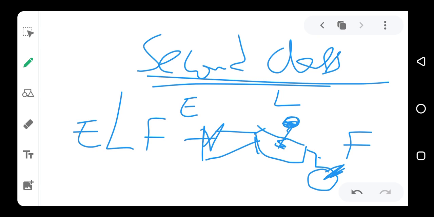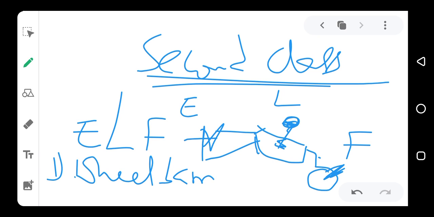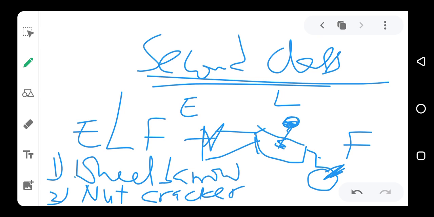Another example is nutcracker. These are examples of second class lever.